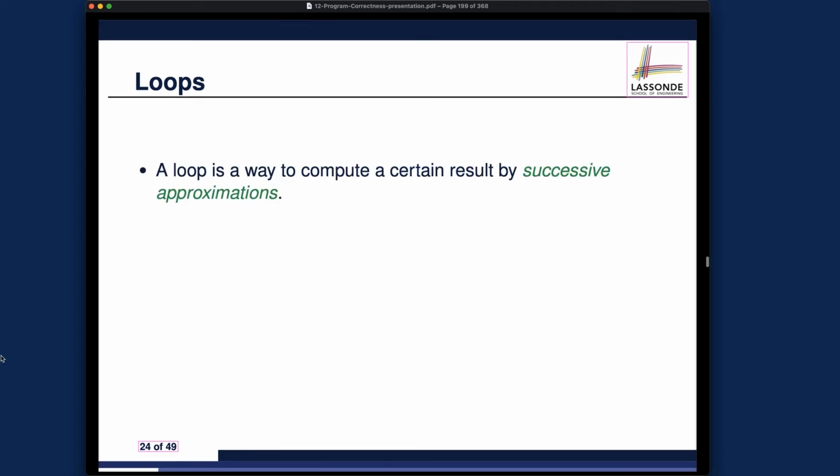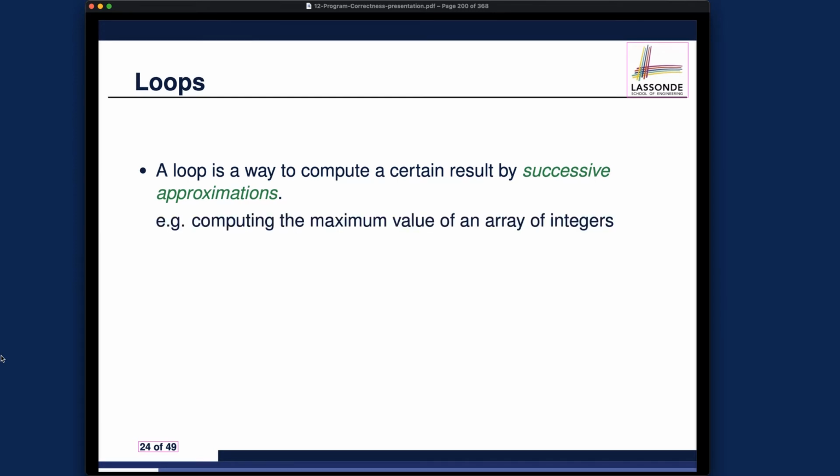So loop, as you know, is a very powerful way to really calculate for computation by making successive approximation. You want to do one step, one little progress at a time for each iteration. And then one example which I'm going to use is about how you can calculate the maximum from an array. We'll use that as an illustrating example. And the loops are very powerful.